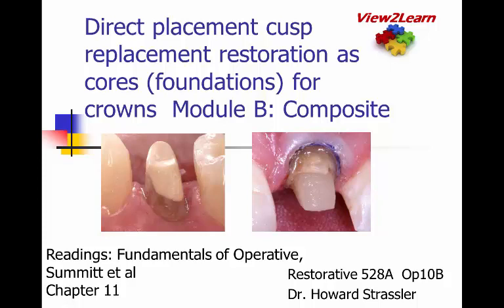This is Dr. Howard Strassler talking about direct placement, cusp replacement restorations as cores for crowns, and we'll be talking about using composite resin as our core material. This is OP10B, Module B on composite.